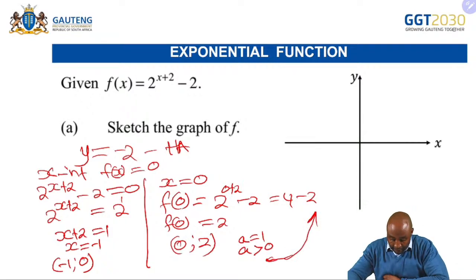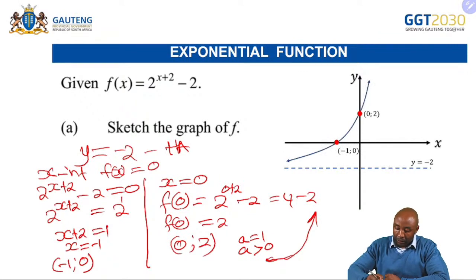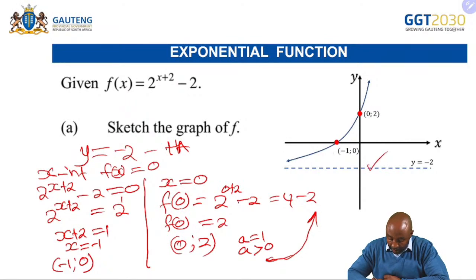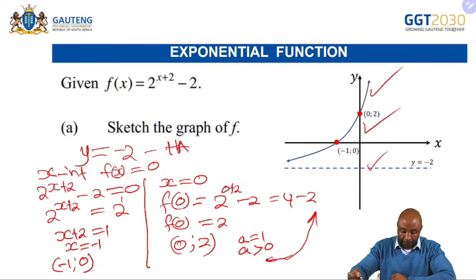Now, let's quickly sketch. We have our asymptote, y is equal to -2. We have our y-intercept, 0 and 2. We have our x-intercept as -1 and 0. Then our function is increasing. We join the points. So you'll get 1 mark for the asymptote. You get a mark for the x and y-intercept. And you get a mark for the shape, 3 marks.